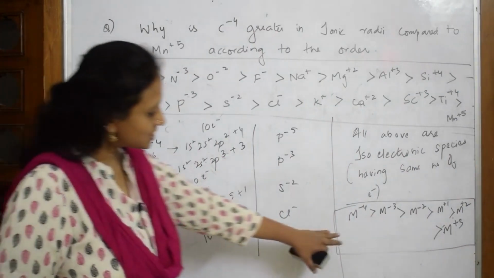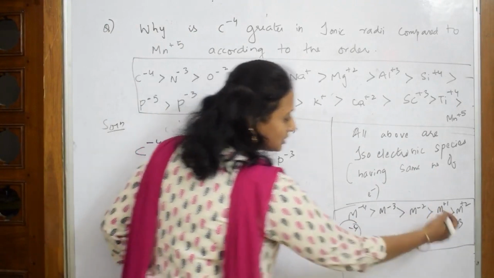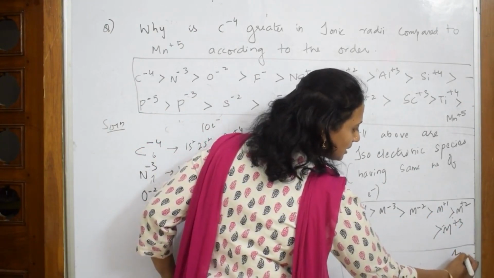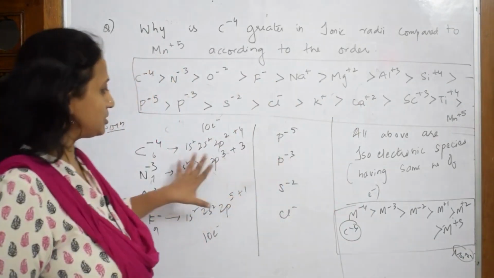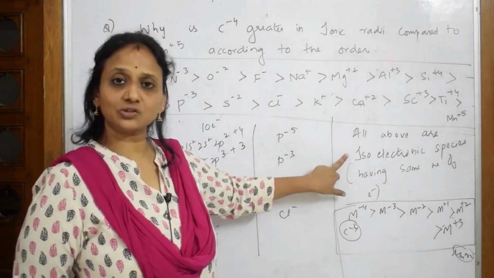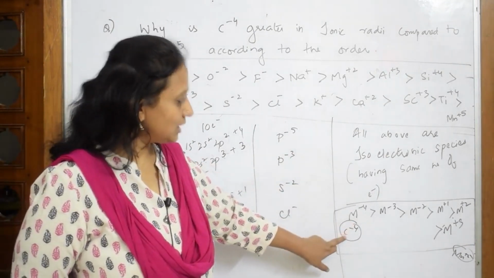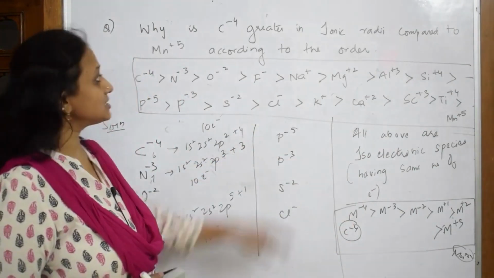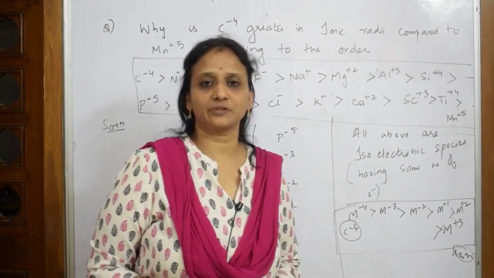That is what. So since this is the order, what is M minus 4? It is C minus 4. The last one will be Mn plus 5. So just conclude, this is your answer. First, you need to write like this, show them the number of electrons, then you say there's an isoelectronic species and have same number of electrons, finally write the order and hence conclude your answer saying that C minus 4 is greater than Mn plus 5.